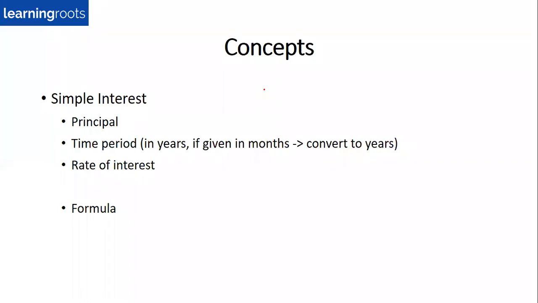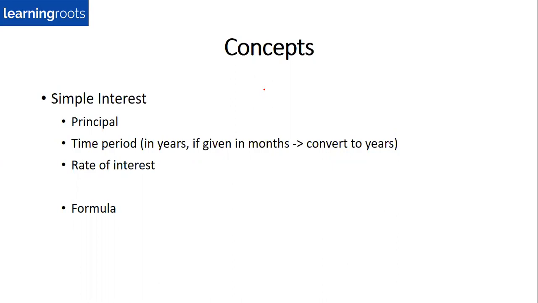The sum that you borrow is called principal. Then there is the rate of interest. It can be some 5% or 10% or whatever rate of interest. Time period is given in years. And if it is not given in years, if it is given in months, make sure that you convert it to years first and then use it in the formula.